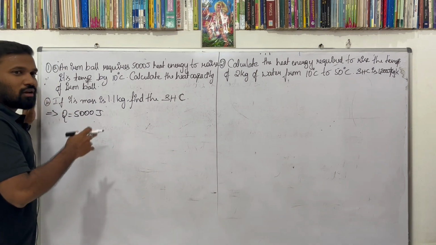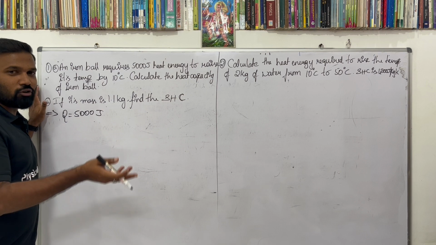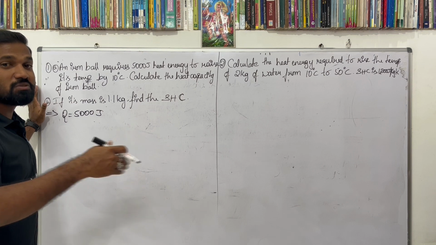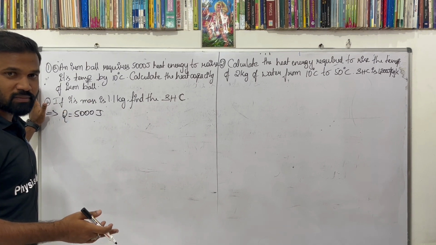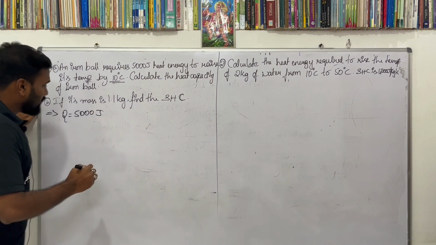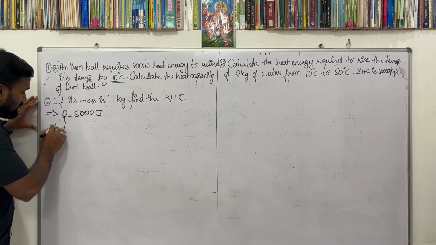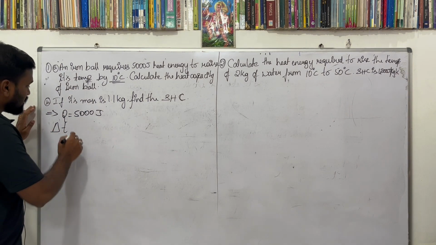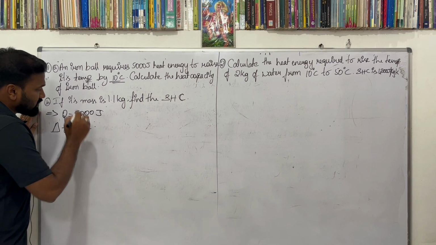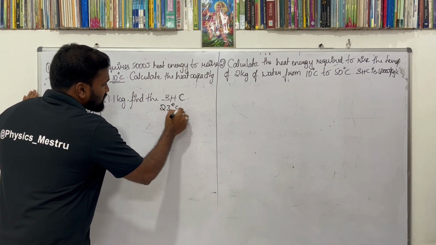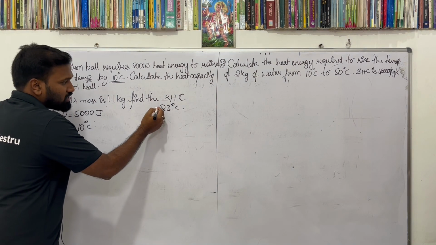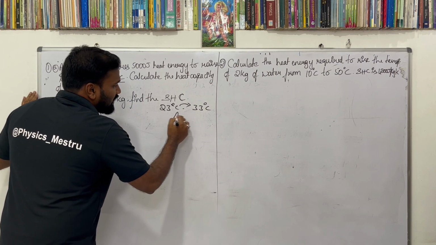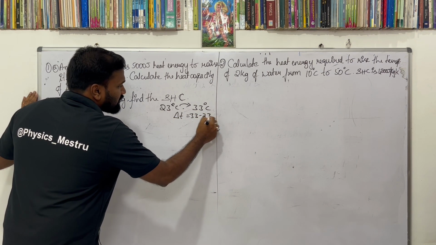The temperature of the iron ball will initially be some value, say room temperature, 23 degrees Celsius. Now it is rising by 10 degrees Celsius, so it attains 33 degrees Celsius. So this 10 degrees we should not take as temperature; this value will become delta T, that is, the change in temperature. The change in temperature is 10 degrees Celsius. For example, if the initial temperature is 23 degrees Celsius and it rises to 33 degrees Celsius, delta T is 33 minus 23, which is equal to 10.